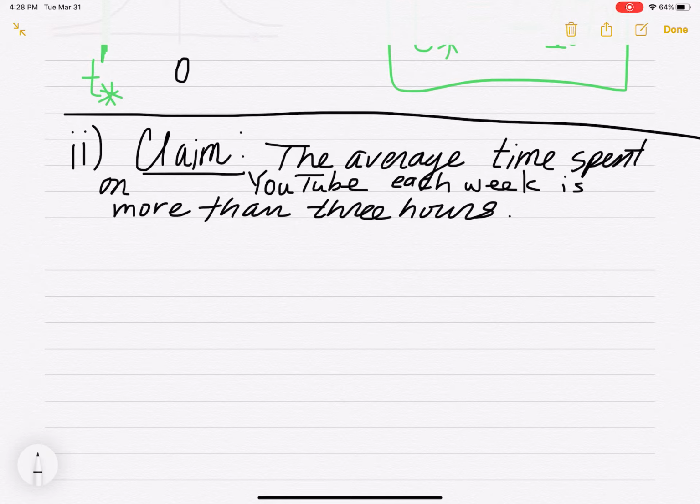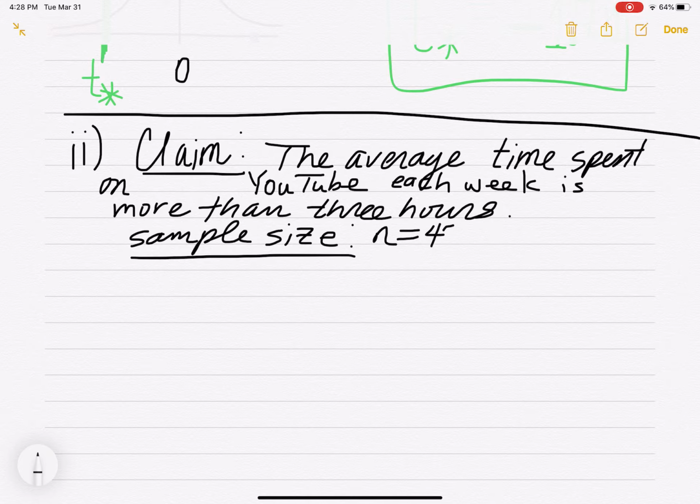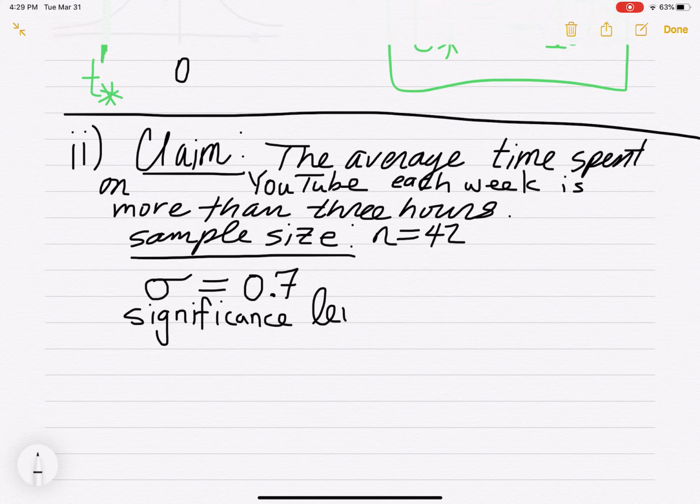And here we have a sample size. We're going to take a sample of size n equals 42 to do this test. 42 people, I guess. And we're going to figure out how much time they spend on YouTube. It turns out that the population standard deviation is assumed to be 0.7. And the significance level, sometimes called the sig level, is 0.03, so a 3% room for error there.